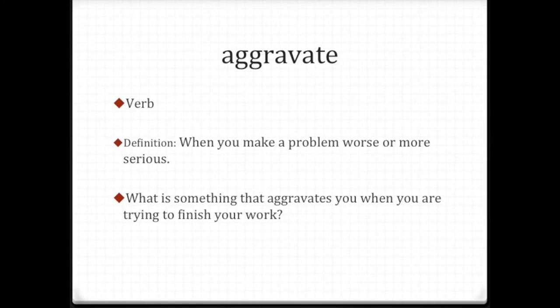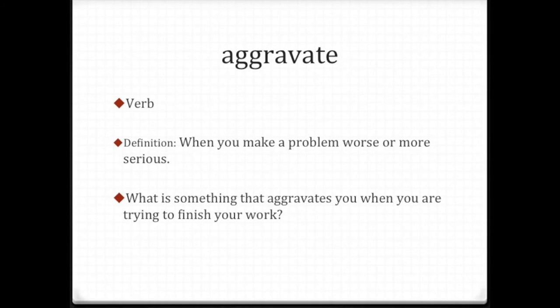Here it is, aggravate. Aggravate is a verb when it's used in a sentence. You may have heard this word before and described a sibling as aggravating. In that case, when you make it the present participle and add the ing to the verb, you can use the word aggravating as an adjective, just like other present participles. Let's take a look at the meaning. Aggravate means when you make a problem worse or more serious.